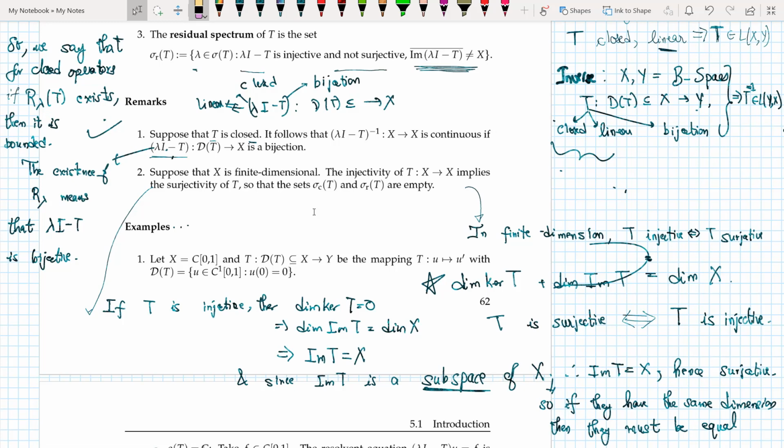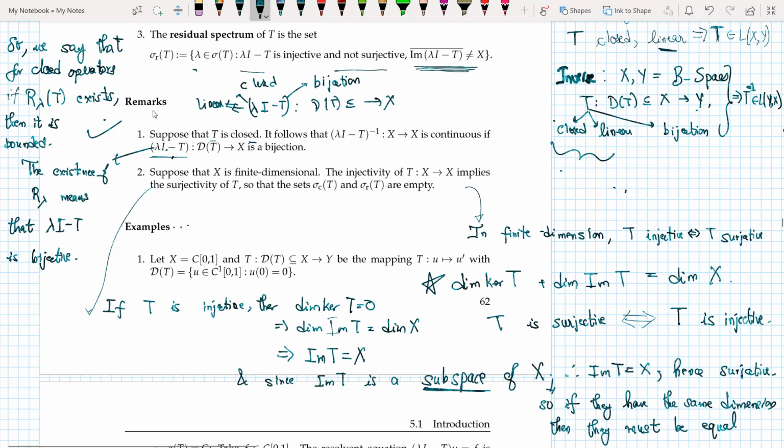And the way I prove this is I say that suppose let T be injective, then the dimension of kernel of T is 0, and if the dimension of kernel of T is 0, then the dimension of image of T is equal to the dimension of X, and if the dimension of the image of T is equal to the dimension of X and image of T is a subspace of X, then image of T must be equal to X. And similarly, if T is surjective, then the dimension of the image of T would be equal to the dimension of X, and hence the dimension of kernel of T would be 0. So hence I can say that T is injective also. So it's an if and only if.